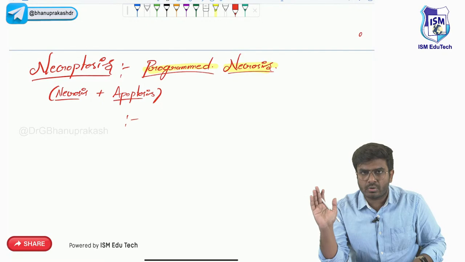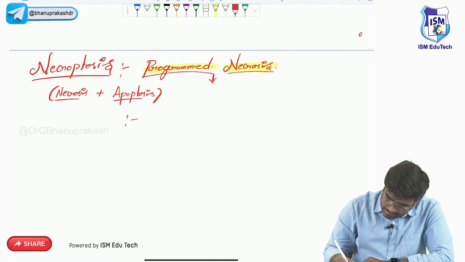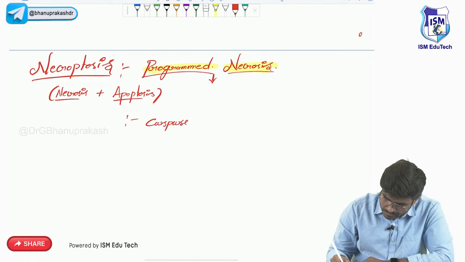Those caspases will activate the endonucleases. You know the entire story. Cell death will happen for sure. But here, it's a programmed necrosis. It's a programmed cell death, no doubt. But here, the important point is caspases are not involved. It is caspase independent.